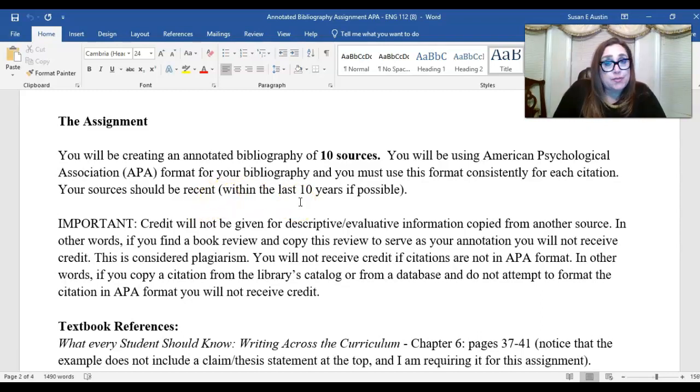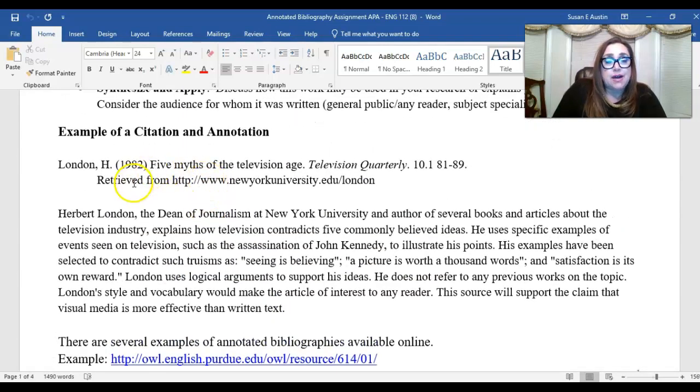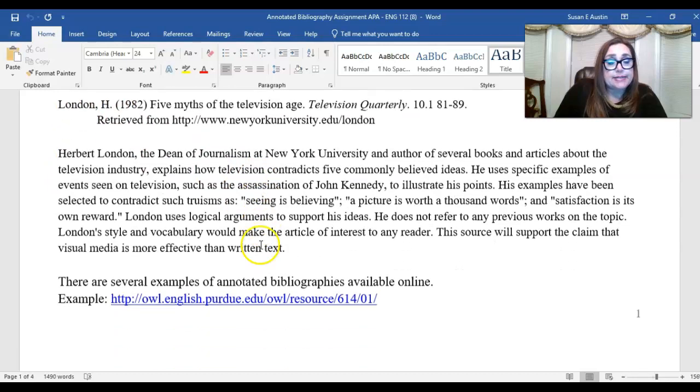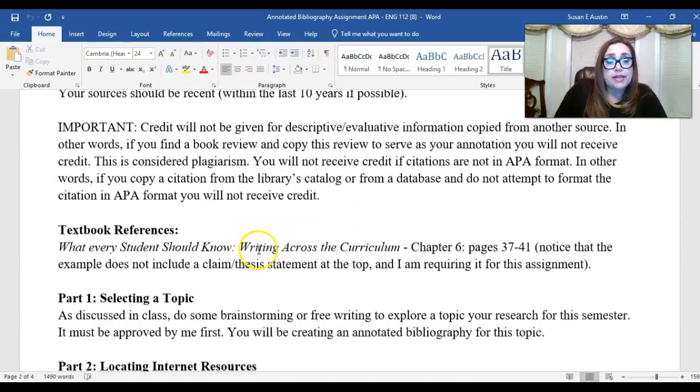Those should be alphabetized. So here when we see Herbert or London H, this would be alphabetized by L. Let's say there was no author. Whenever there's not an author, you start with the title. So in that case, you would start with F. The first thing in the citation would be 5 Myths of the Television Age, and then the date. So whatever the first thing is there is how you alphabetize it. Okay.